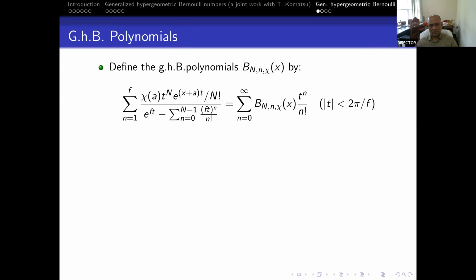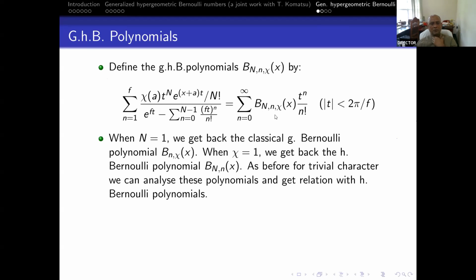We have studied a few more properties of these generalized hypergeometric Bernoulli numbers, but I'm not going into that one. Similarly, the next thing you can do is define the polynomials. The numbers have been defined. Now you can define B_{n,N}(χ, x), where you look at this generating function where e to the power xt will come in, just like the classical one. Then you collect the coefficients, and they will turn out to be these generalized hypergeometric Bernoulli polynomials.